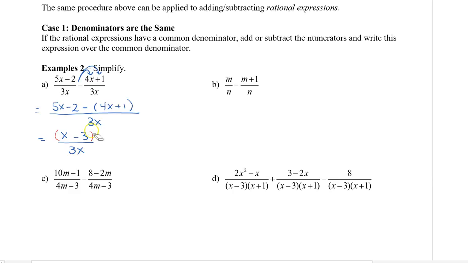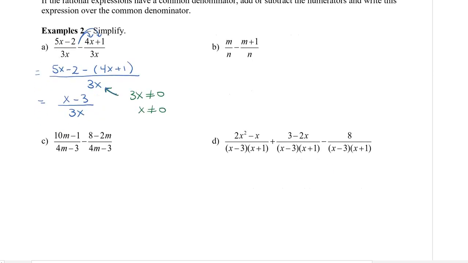All right, now one extra thing that I need to do is I should identify what the non-permissible values are. So in this case, we only have one variable in the denominator, and that variable is x. So I know that 3x cannot equal 0. So here we would say that x cannot equal 0. All right, let's take a look at another one.